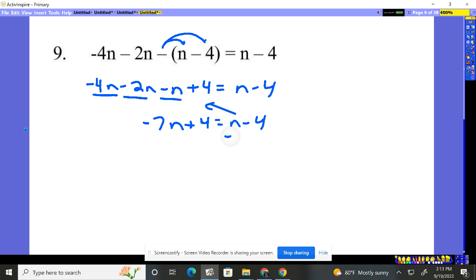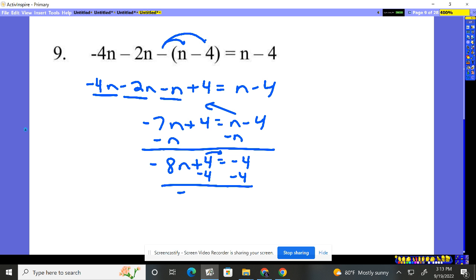Move that variable over. I'm going to subtract n from both sides. Negative 8n plus 4 equals a negative 4. Now I need to move my number over. So I subtract 4. Negative 8n equals negative 8. Well, divide by negative 8, divide by negative 8. N is 1.